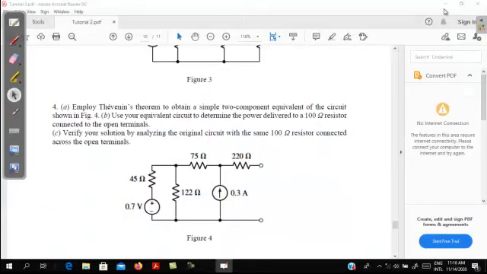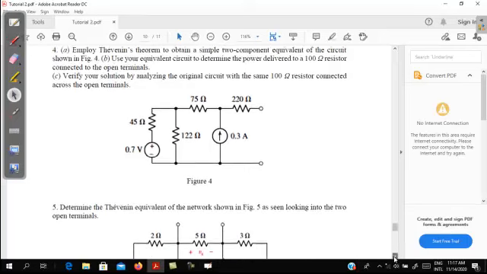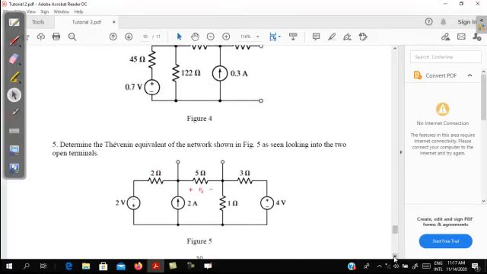We move to question number 5. In question number 5, we need to find the Thevenin equivalent between these two terminals.